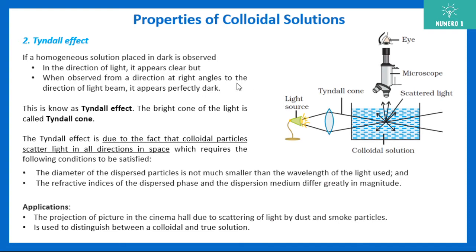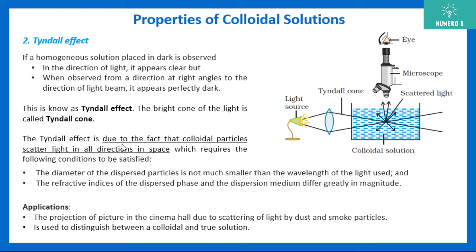This phenomenon is known as Tyndall effect, and the bright cone of light is known as Tyndall cone. If this is the lens which is used to focus, this cone is known as Tyndall cone. The particle which is present inside is scattering the light. So if you see from this side, it's a clear solution, but if you see from a 90-degree angle, or perpendicular to it, you see a dark solution. This is Tyndall effect.